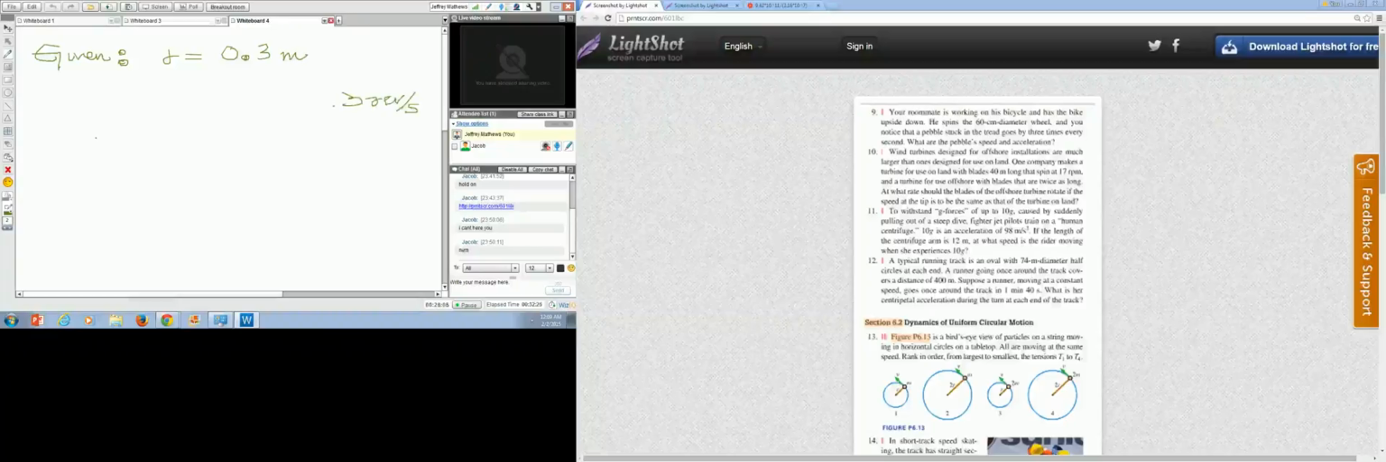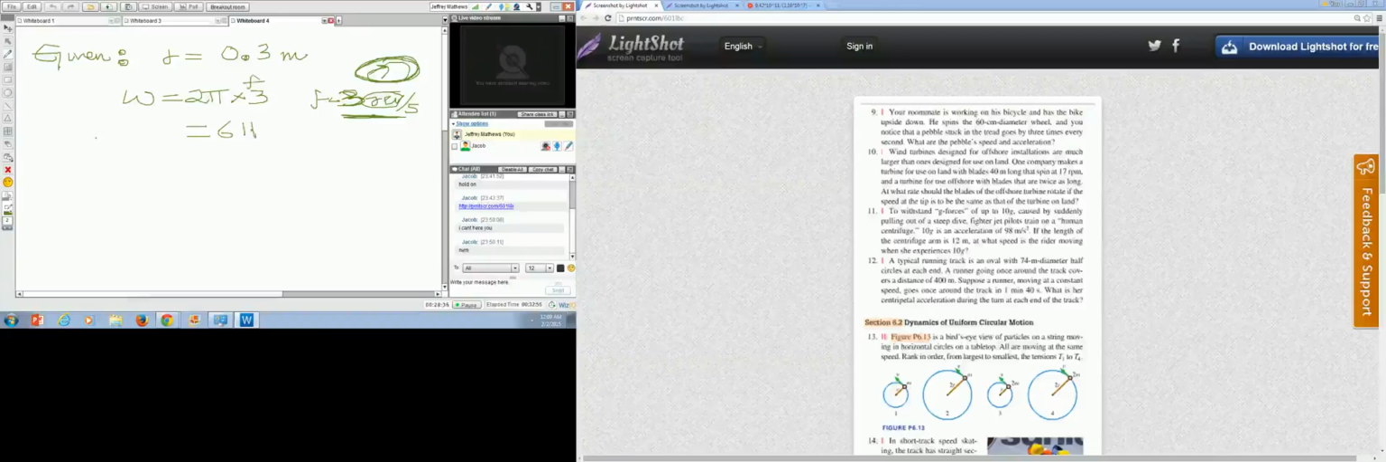Revolution means turn. So 3 revolutions, 3 turns every second. Okay? So what do we usually do to that? That is frequency. How do we get omega from it? Omega is 2 pi times 3. So what is omega? 6 pi radians per second.